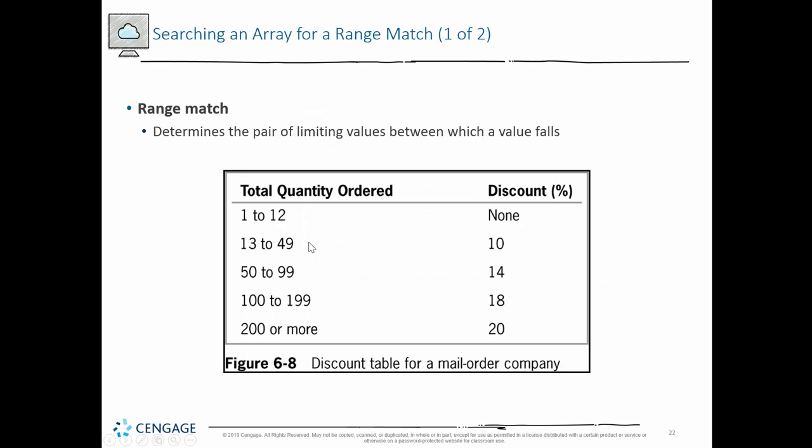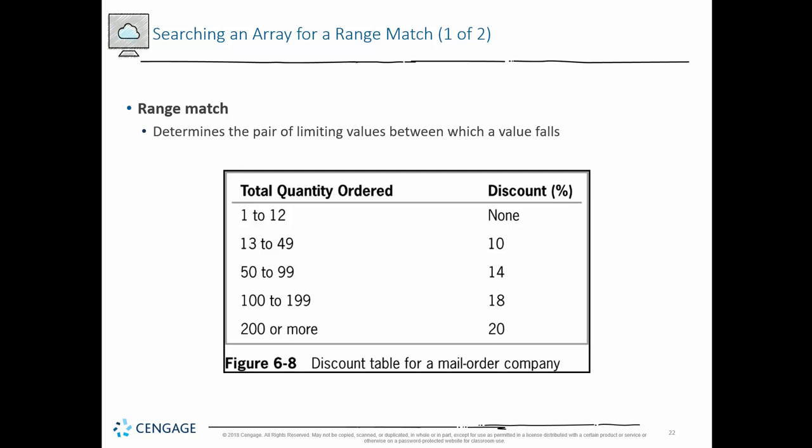All right. A range match. It says selecting an array for a range match determines a pair of limiting values. So in other words, let's say that in order for you to get a scholarship, your ACT score must be between, and I don't even know how they score those, but let's say it goes from 1 to 700. So let's say that in order to get the scholarship, your ACT must be greater than or equal to 675 and less than or equal to 700. That would be a range match.